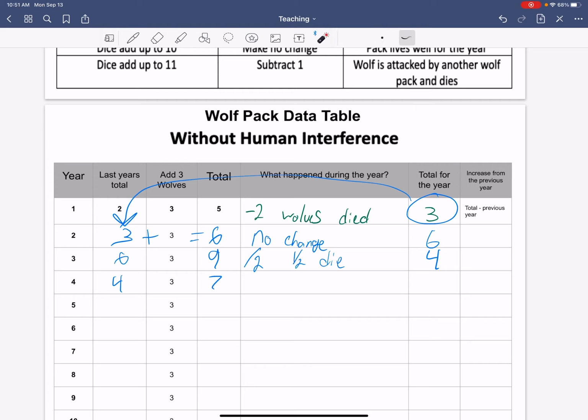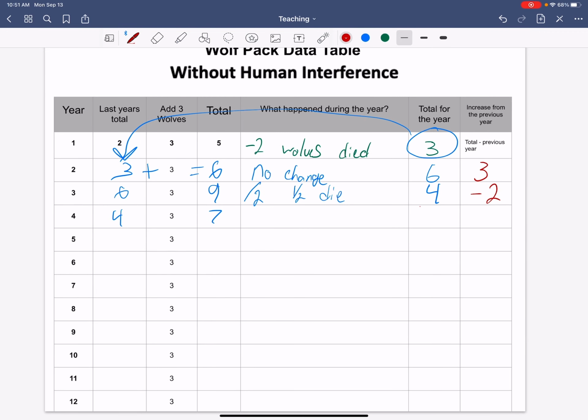Now, the place where I see the most mistakes is in this column over here. What you're doing in that column is writing down how the number of wolves changed from year to year. So for right here, I'm going to take 6 minus 3, and that gives me 3. At the end of the year, I had gained 3 wolves. Then the following year, I had 4 minus 6, which gives me -2 wolves. I'm going to calculate all of that for this entire column.